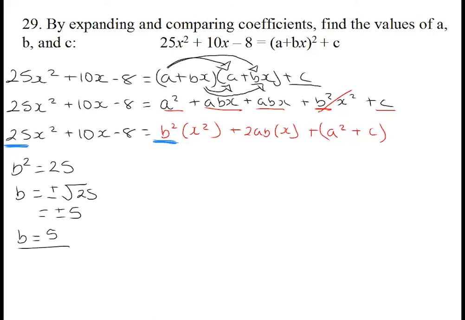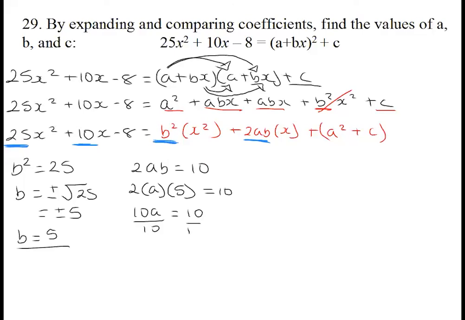Okay, now let's move on to the coefficient of x. So we have on the right-hand side 2ab, and on the left-hand side 10. So 2ab is equal to 10. 2 multiplied by a multiplied by b, which is 5, as we worked out, is equal to 10. So this leaves us with 10a is equal to 10. We can divide both sides by 10 to get a on its own, leaving us with a is equal to 1.